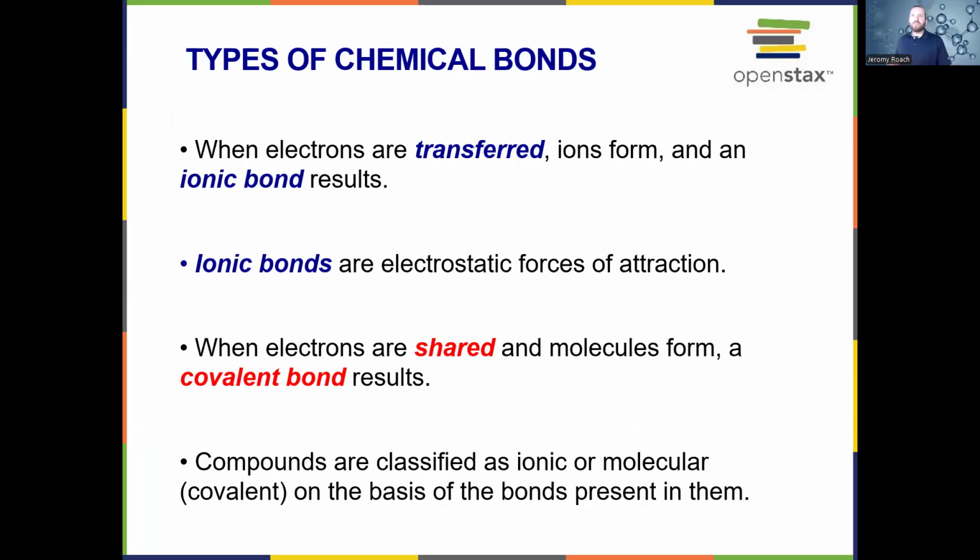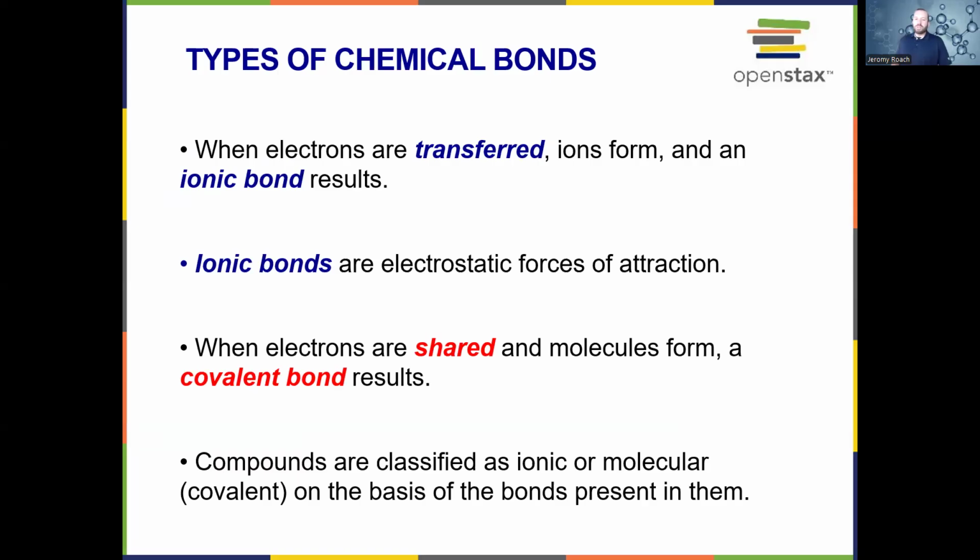Let's see here. Types of chemical bonds. There are two types of chemical bonds. One of those types is an ionic bond, where electrostatic forces of attraction are occurring, transferring electrons. It's taking electrons from one element and giving them to another element. Those are ionic bonds. And when electrons are shared between two elements in molecules, this is called a covalent bond.